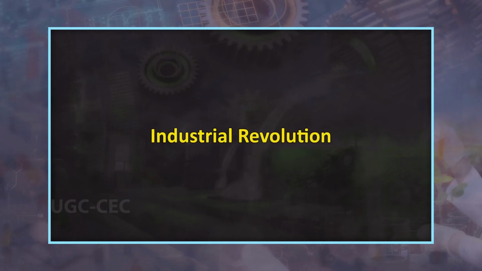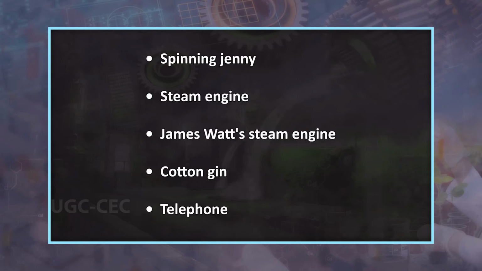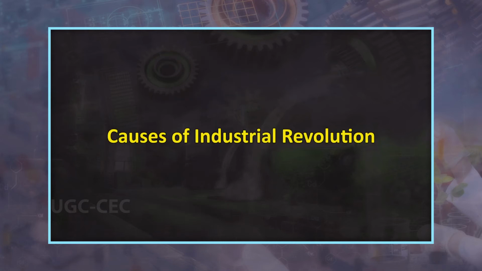The following are some machines invented during the Industrial Revolution: spinning jenny, steam engine, James Watt's steam engine, cotton gin, and telephone. Let us discuss the causes of the Industrial Revolution.